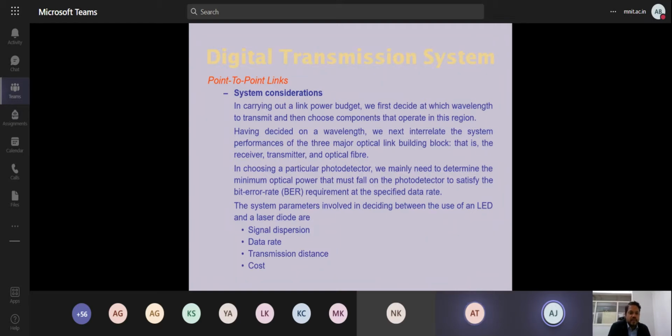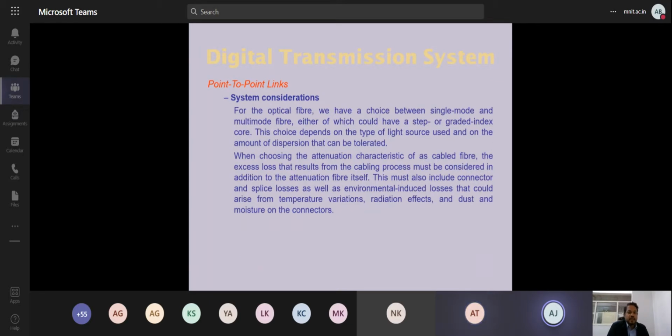So, dispersion is a phenomenon which exists, and people try to minimize this as much as possible. The higher the data rate, the better is the transmission system, and of course, the transmission distance depends on requirement and cost. Lower the cost, better is the link.